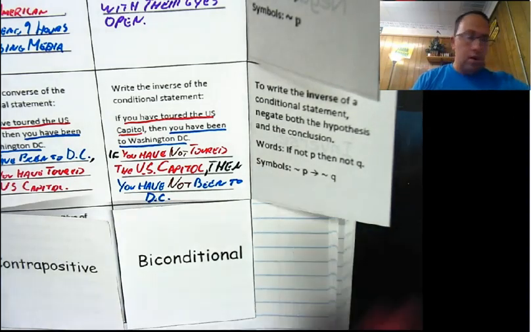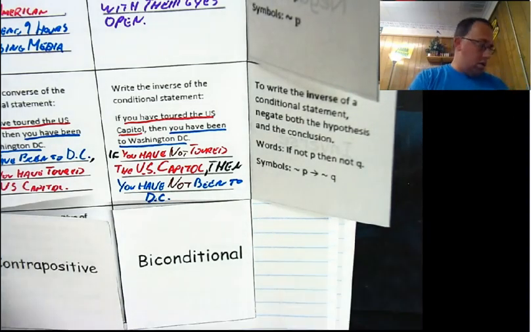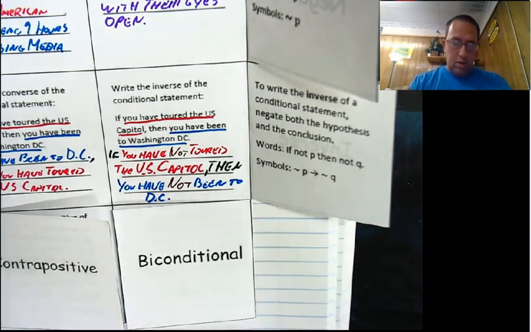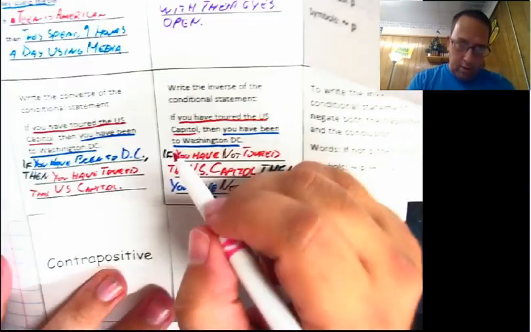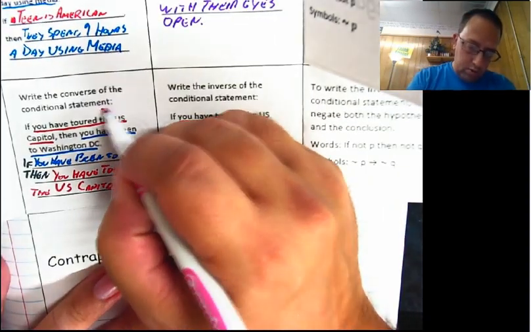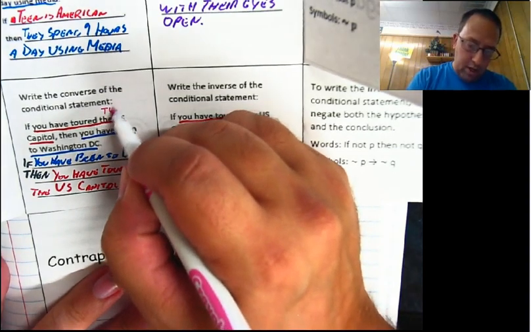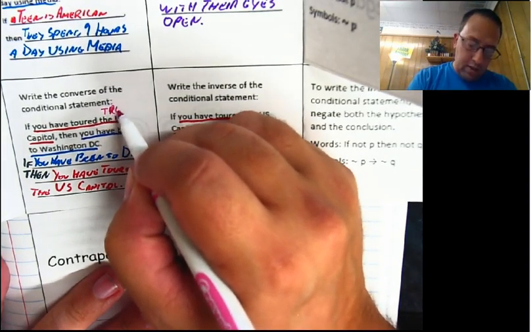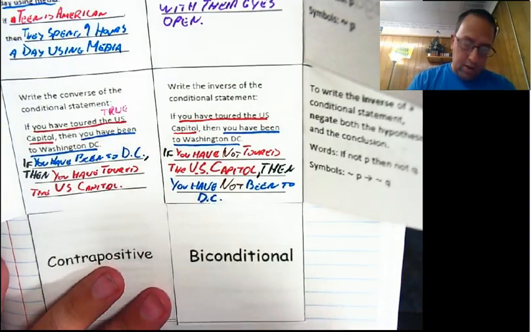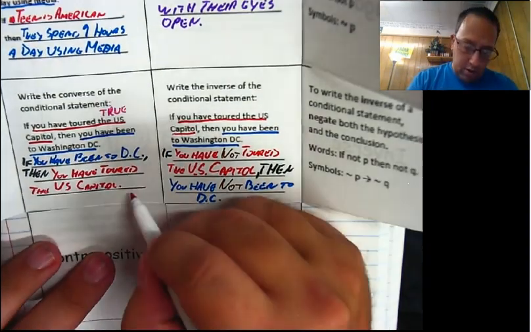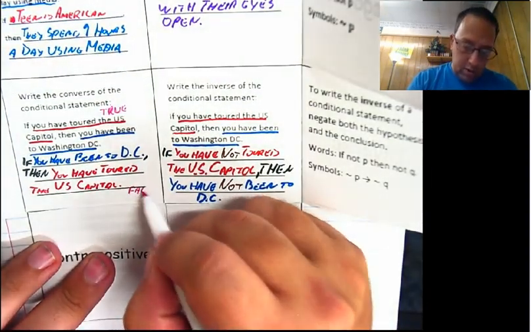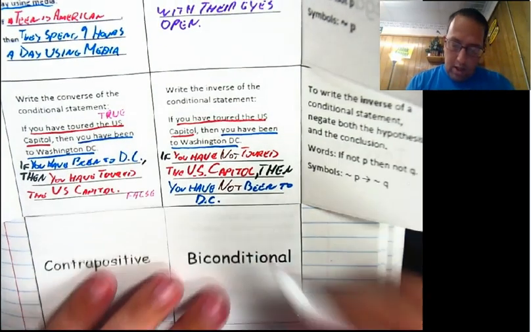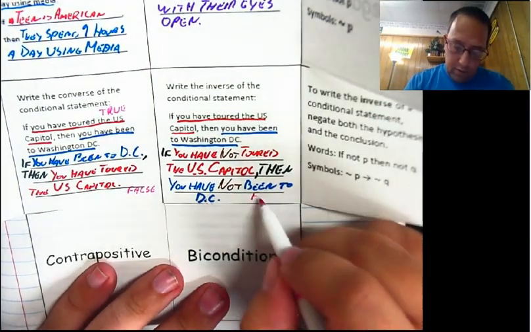Okay, so the original statement is true. If you toured the U.S. Capitol, then you must have been inside D.C., because that's where the Capitol is. The converse here is false, and the inverse was false.